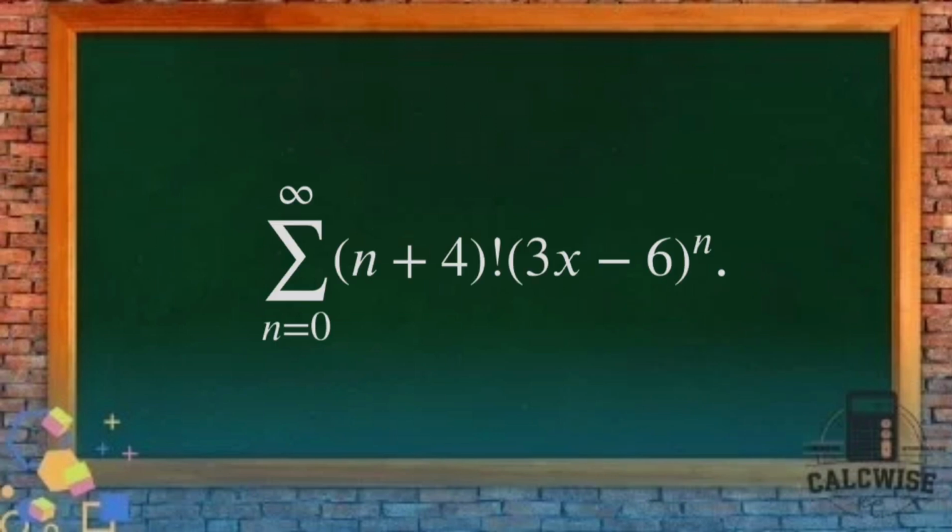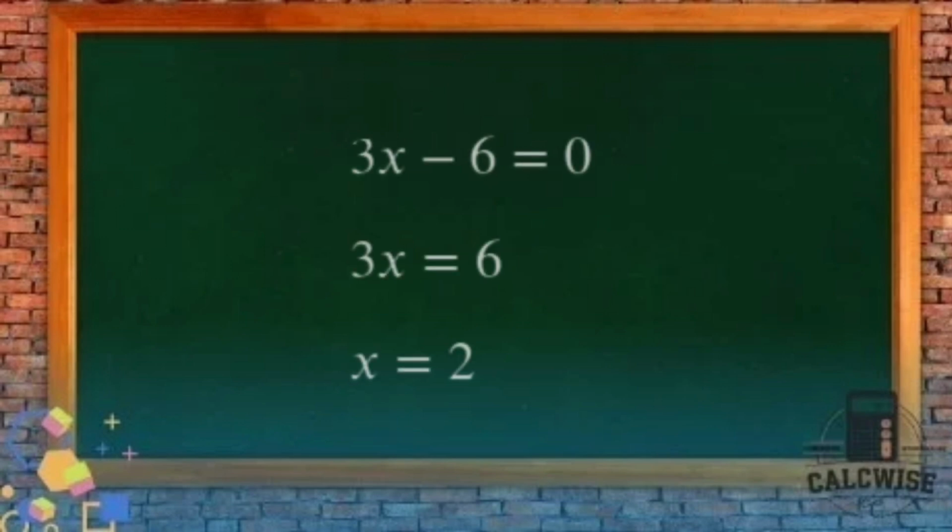So for this example, we have the power series of (n plus 4)! times (3x minus 6)^n. Feel free to pause the video to try this example and answer it on your own. The first thing that we're going to do is find the value of c. By doing that, we're going to equate this 3x minus 6 to 0. So 3x is equal to 6, and divide both sides by 3, and then we're left with x is equal to 6 over 3, or 2.